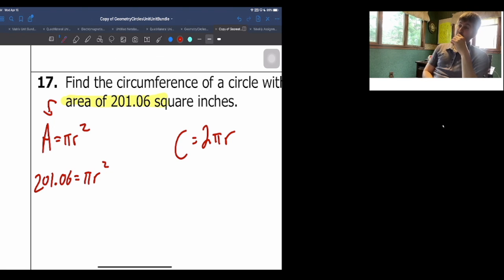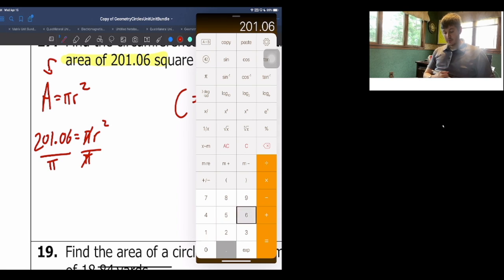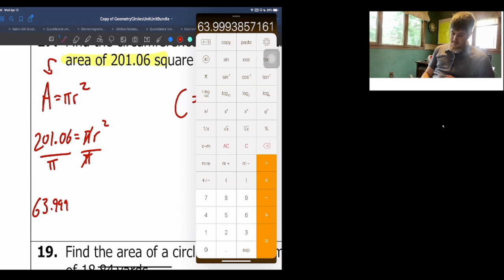Since we are not working in terms of pi, we are going to have to divide this pi out. So we're going to divide both sides by pi, and you're kind of forced to now use the calculator. The pi's don't just cancel out because there is none. So we're forced to use 201.06. We're going to divide that by pi, and then we're going to use this number right here. 63.9993857 equals r squared. Then you could square root both sides.